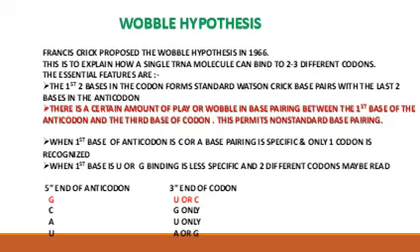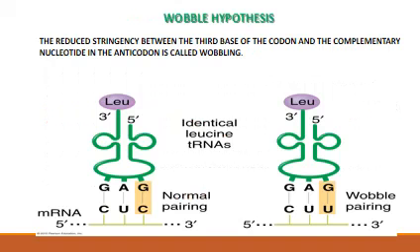When the first base of the anticodon is C or A, the base pairing is very specific, and only one codon is recognized, as you can see in the table here. But when the first base is U or G, the binding is less specific, and two different codons may be read. This concerns the third base of the codon and the first base of the anticodon.